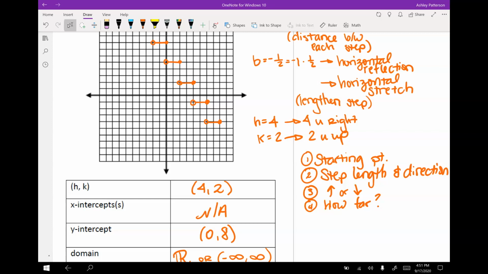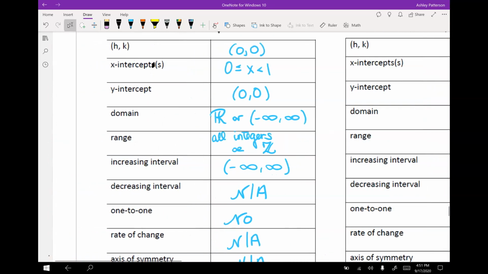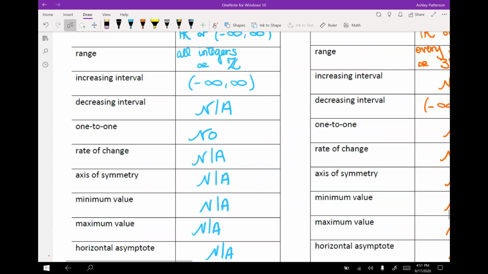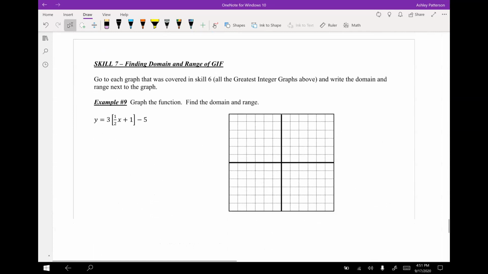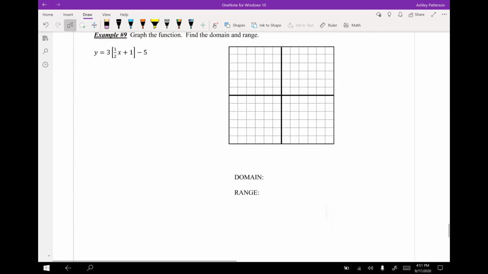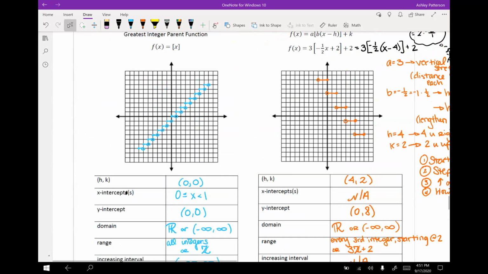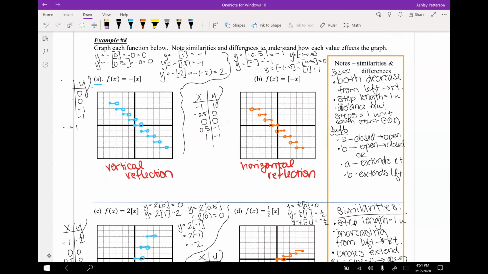But that's for part 2, and I want to go into part 3 because it is super fast, and you guys have already discussed it. It's finding domain and range. We're going to go to each graph that was covered in Skill 6 and write the domain and range next to the graph. Then we'll come back and graph example number 9 and write the domain and range, so we'll get a bunch of different examples. So let's go back to Skill 6. I'm going to need to erase some stuff so that we can write the domain and range.